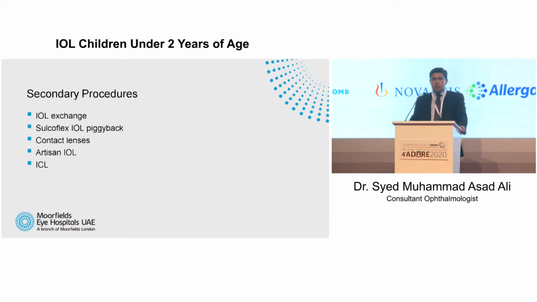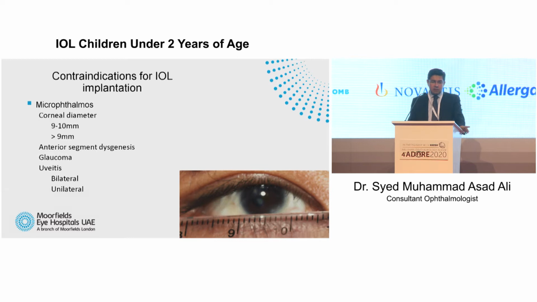In case of refractive surprise, a high myopic shift or anisometropia, secondary procedures can be done, like IOL exchange. Sulcoflex IOL has been used as a piggyback, which is a good choice. And then contact lenses, Artisan lens. ICL is difficult in children because it is very difficult to get an accurate white-to-white measurement, and size is a major issue. So I don't recommend this.